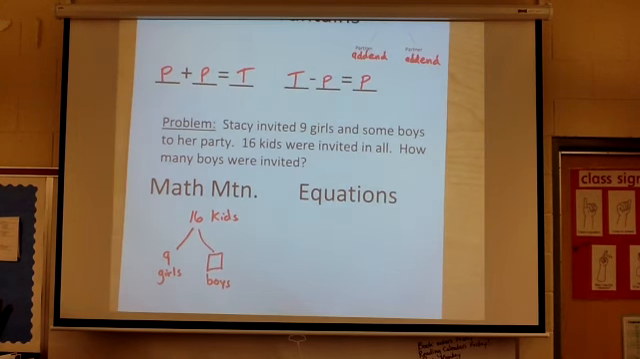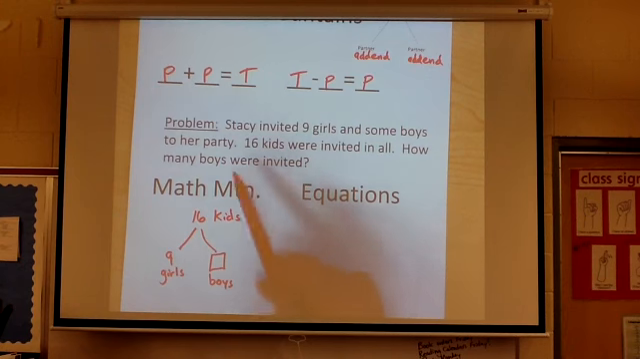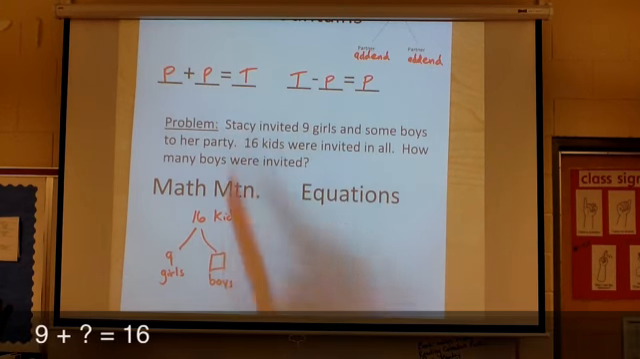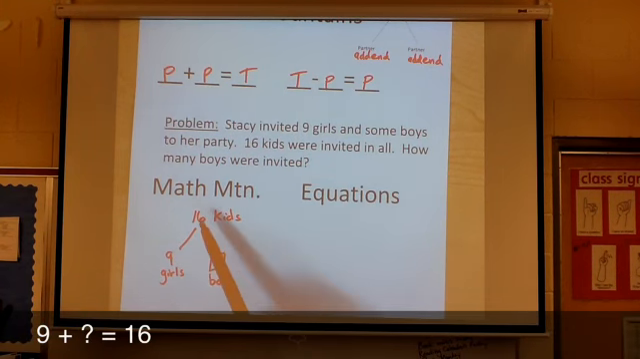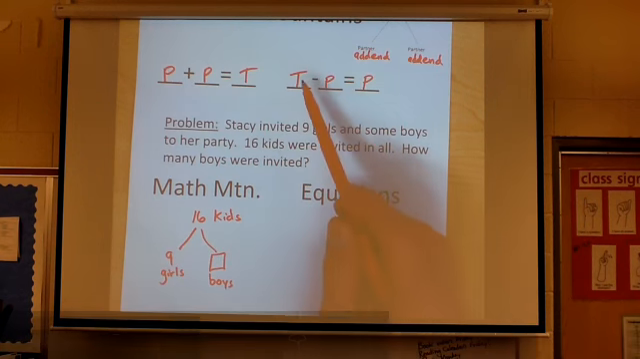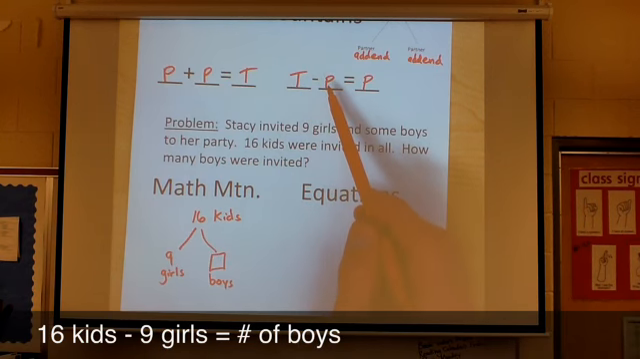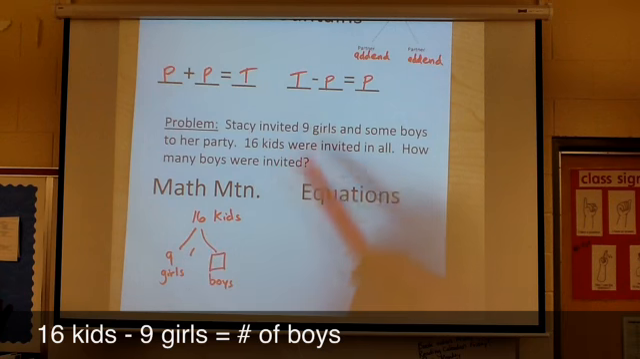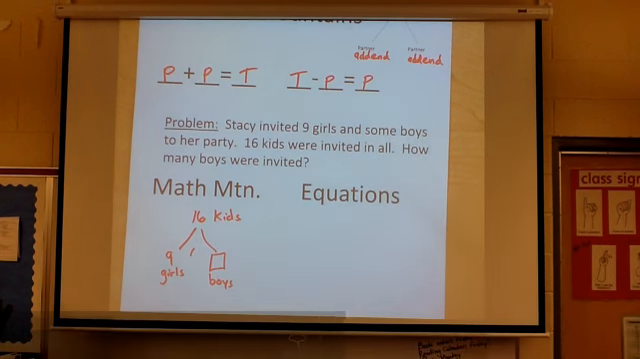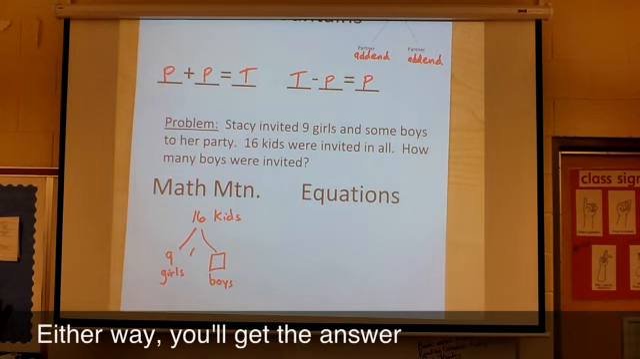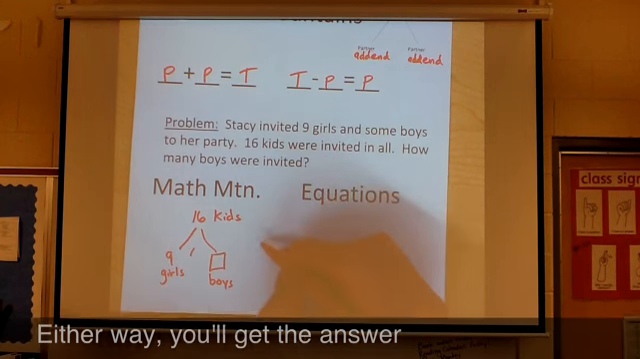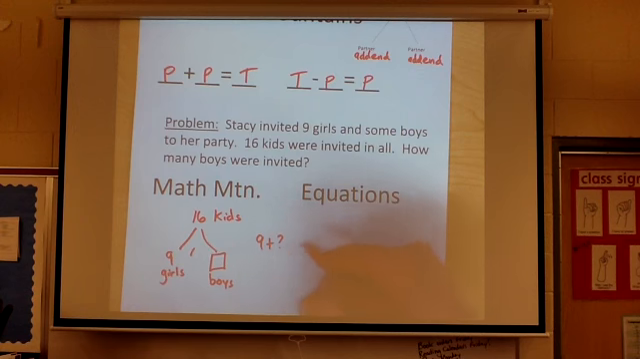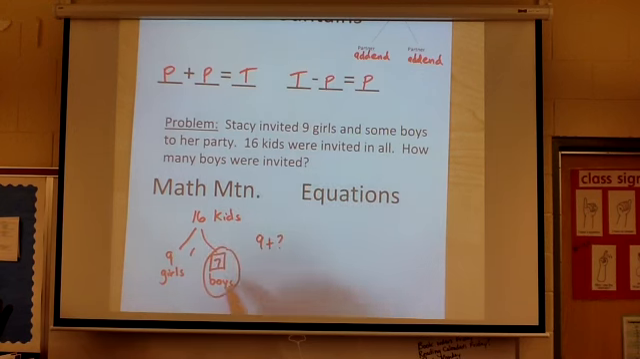Okay? Now there's a couple ways I can get at my solution. I know that partner plus partner equals total, so I know that 9 plus something equals 16. But I also know that if I take my total and subtract one of my partners, like the one I know, for instance, then that'll give me the other one. It doesn't really matter how I do it. When these numbers are small like this, either way will work. Okay? So some kids will say, let's see, 9 plus something, I think it's 7. Right? So 7 boys, that is our answer. And because I've labeled it, it's easy for me to figure out that that's the answer.